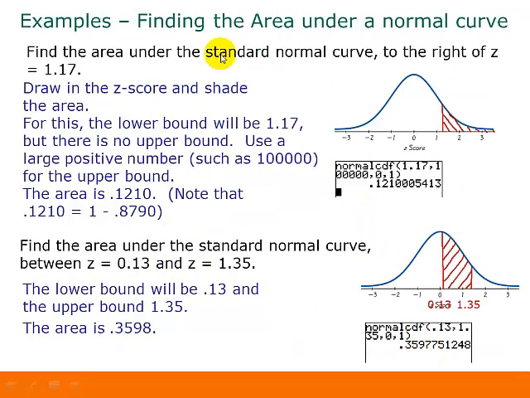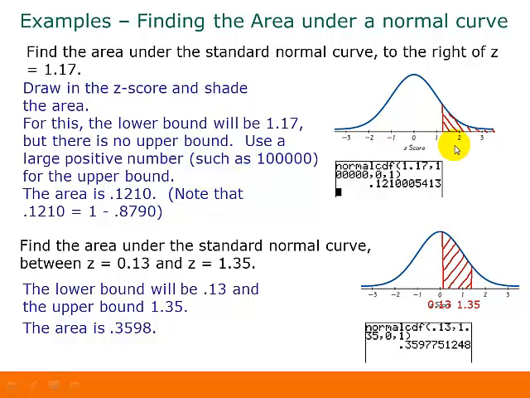Let's do a couple more examples. Now let's find the area under the standard normal curve to the right of z equals 1.17. So here again we've got 1.17, and I've shaded to the right of that. So this time our lower bound is going to be 1.17, and now we don't have an upper bound that's a number, so we're going to use a very large positive number, something like 100,000. If you put these values into your calculator, you will get an answer of 0.1210.